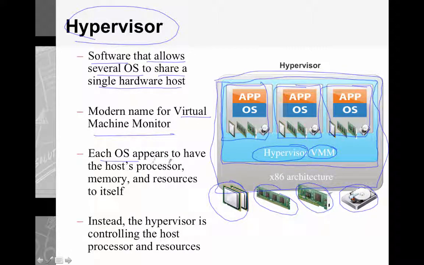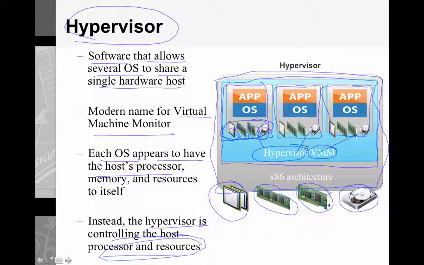Each operating system appears to have the host processor, memory, resources to itself. They all think that the hardware is their own hardware, right? That's what the hypervisor makes it look like. The hypervisor is controlling the host resources and processors and actually time slicing between these different virtual machines. That's really what the hypervisor is doing, although the virtual machines are thinking that they have the hardware to themselves.